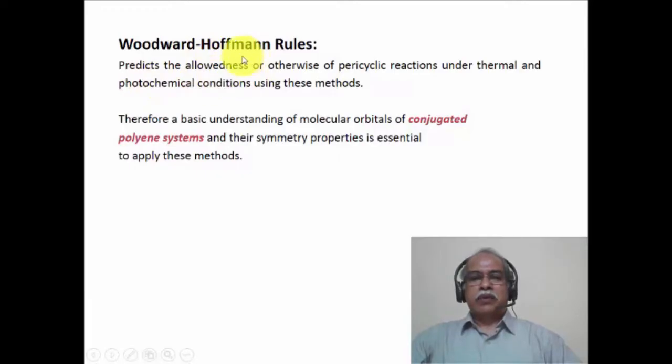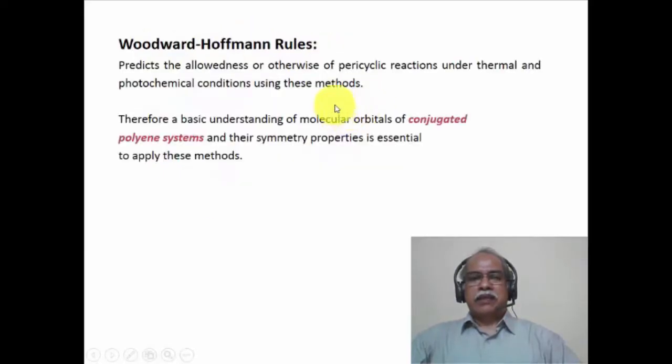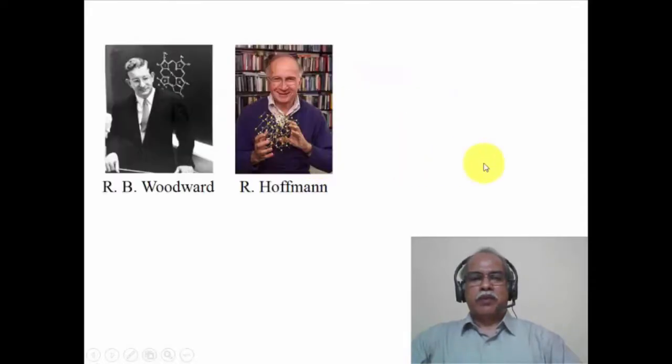So in order to understand the Woodward-Hoffmann rules, which are derived from the methods of analyzing the pericyclic reaction by these three methodologies, it is necessary to have a very good understanding of the molecular orbital pictures of conjugated polyene systems and also identify the symmetry property with respect to certain symmetry elements. This is essential in order to understand these methods and their application in the analysis of pericyclic reaction. So let us have a look at one by one. Before that, let us see the scientists who are behind the development of this theory.